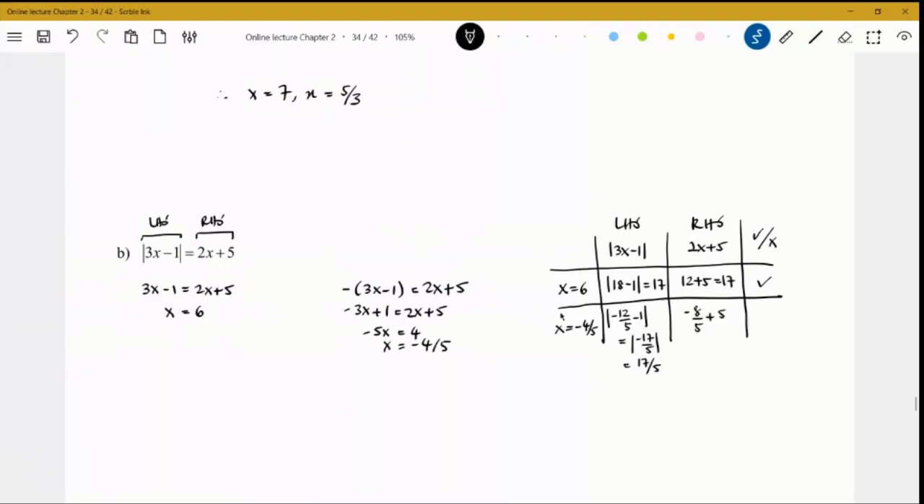Kita dapat berapa yang ni? What should we have? Negative 8 over 5 plus 5. Sorry? 17/5. 17/5. So is the same answer for the left hand side, right hand side? So we accept both answers. So x equal to 6 and x equal to negative 4 over 5.